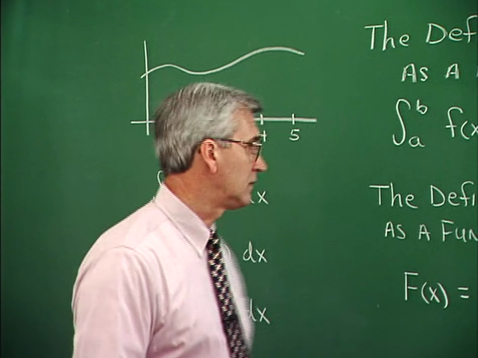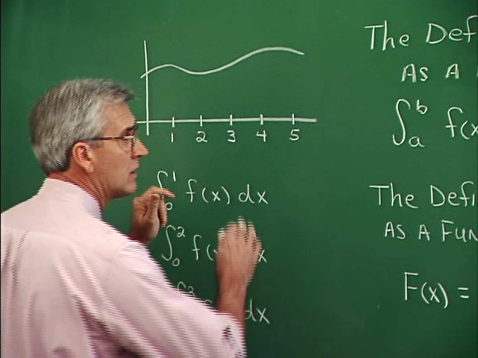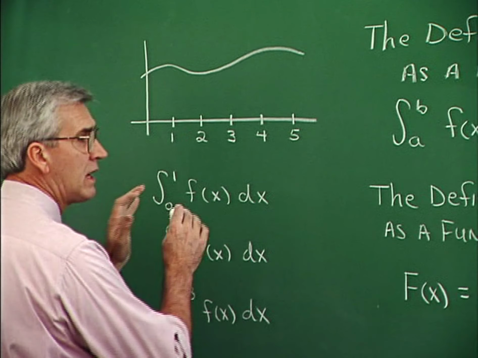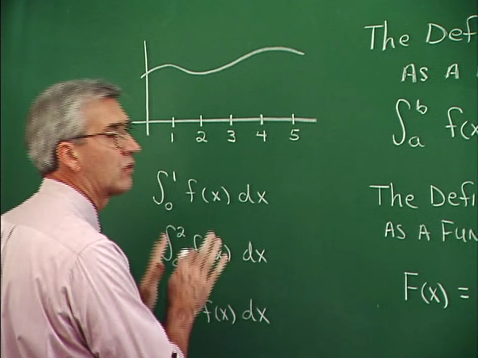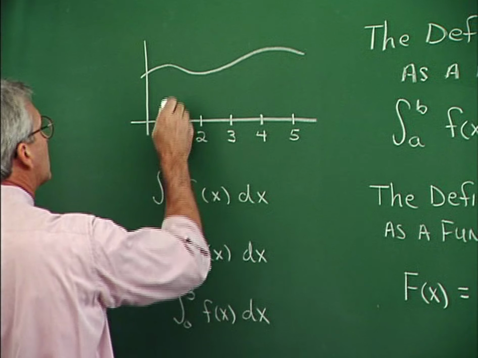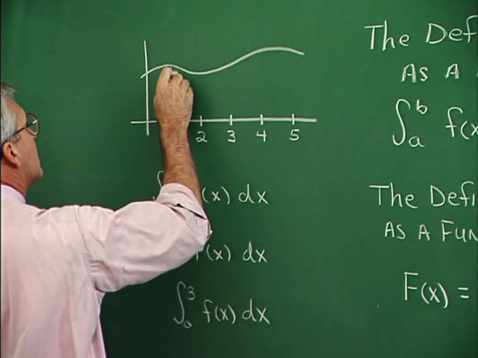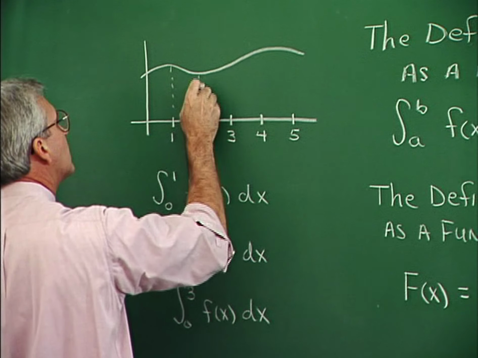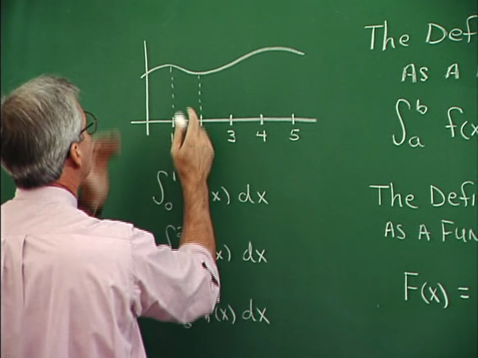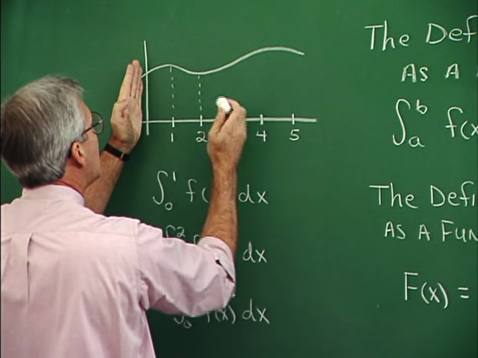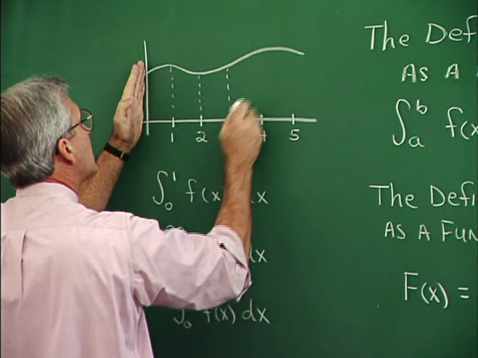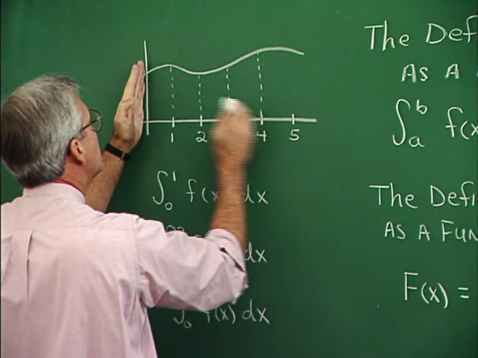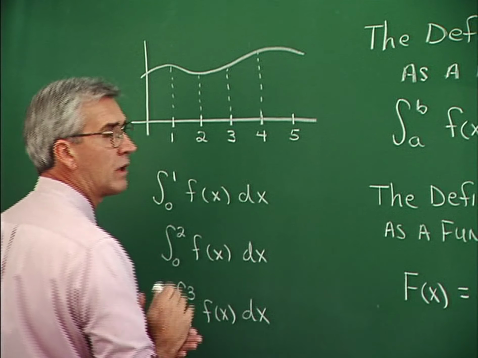Suppose we have an interval like this, and along that interval we want to take various integrals. We want the area under the curve at 1. That is, we want this area. And then we want to calculate the area under the curve within the interval 0 to 2. And then from 0 to 3, and then from 0 to 4. You see, these are just various areas that we're calculating.